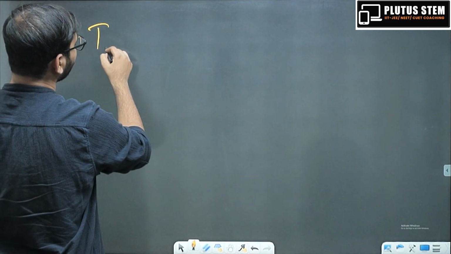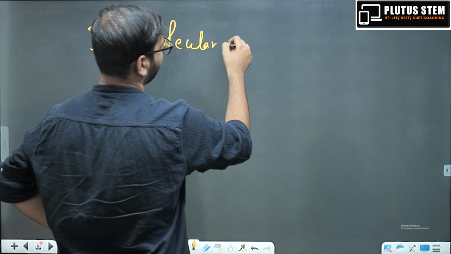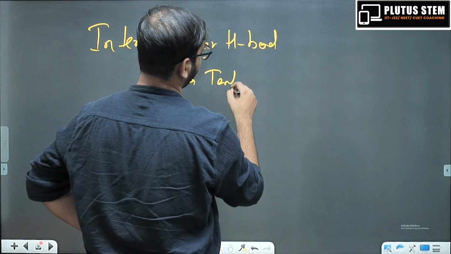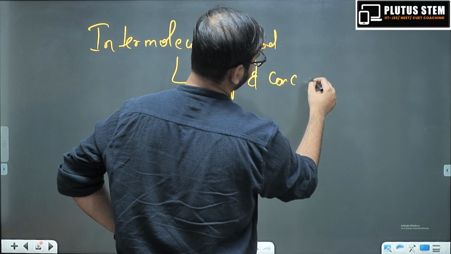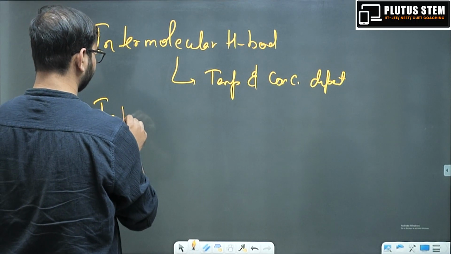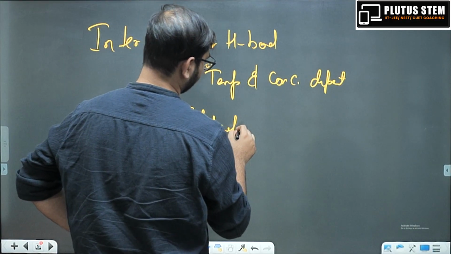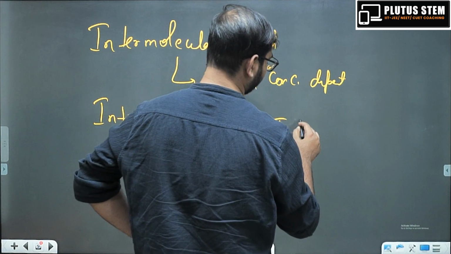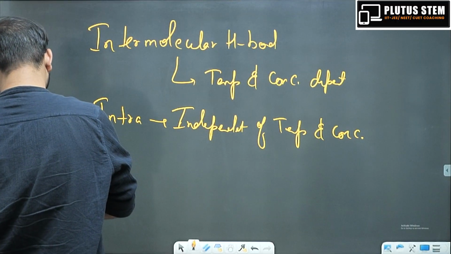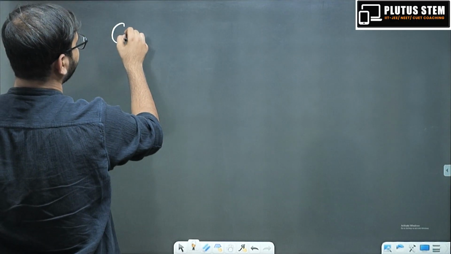Now, factors that can affect different kinds of shifts of the bands. First thing, intermolecular hydrogen bonding is temperature and concentration dependent, while intramolecular is independent of temperature and concentration.